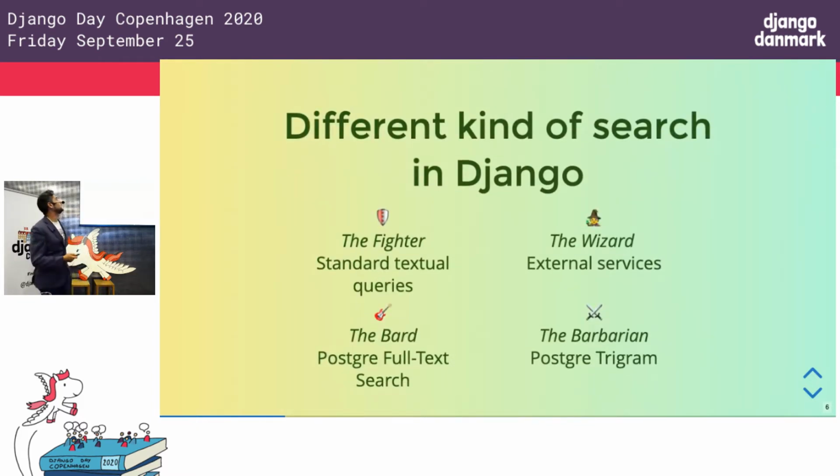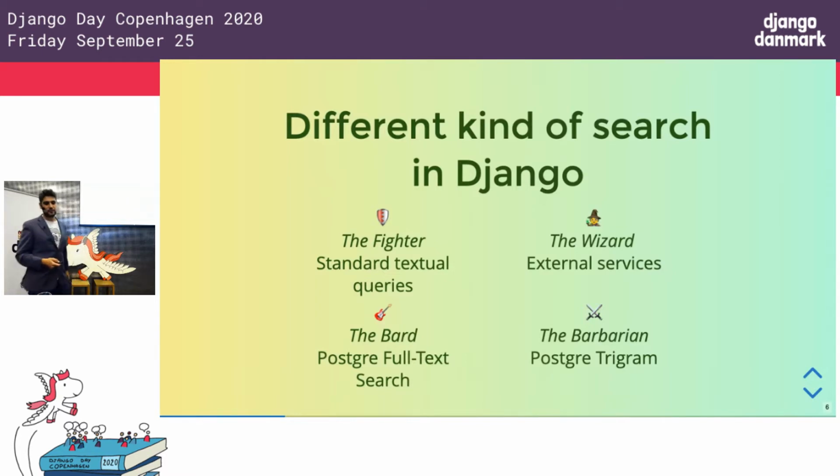So yeah, I divided search in Django into 4 different categories according to different approaches. And I connected them to 4 classes in Dungeons and Dragons. I'm going to have a quick explanation of what a class is in a second. So today I'm going to do a tour of these 4 approaches and explain why you should use one and not the other, because they are all valid, but in different contexts.